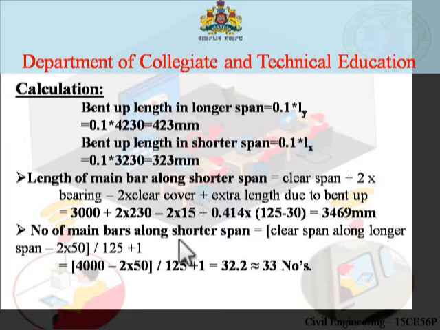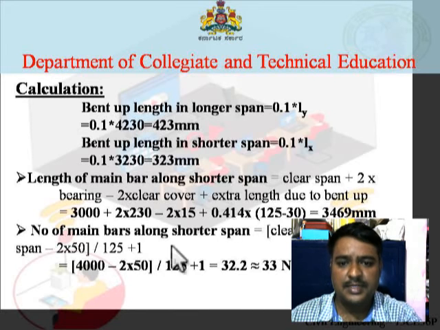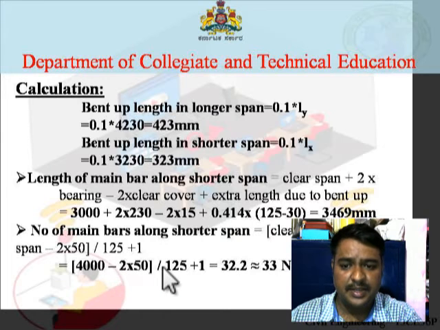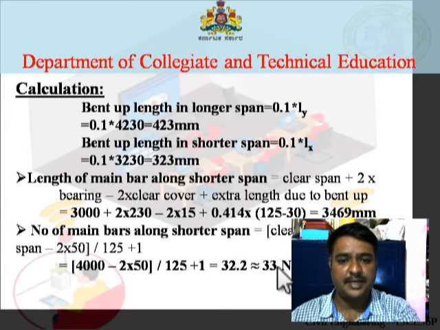The number of main bars along the shorter span we calculated using this formula: clear span along the longer span minus 2 into 50 divided by 125 plus 1. So 4000 minus 2 into 50 divided by 125, that is spacing of the main bars along the shorter span, plus 1, it is 32.2, approximately equal to 33 numbers.